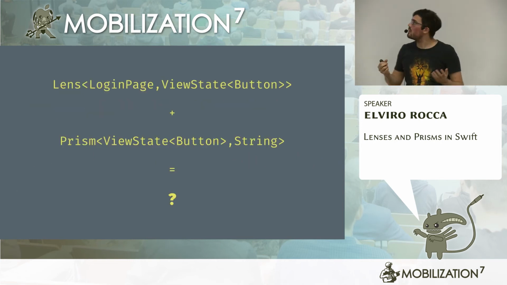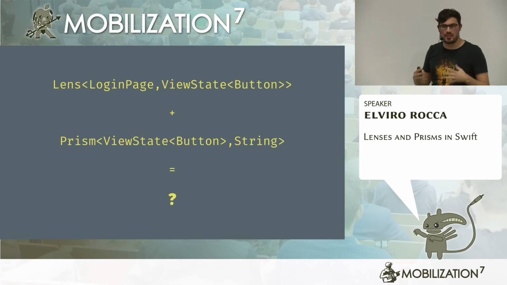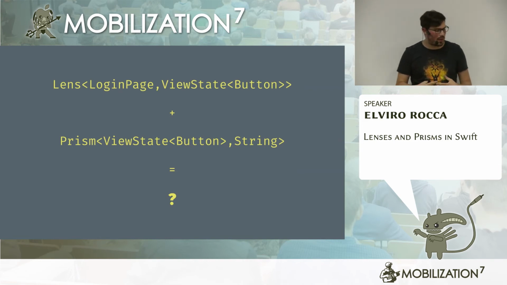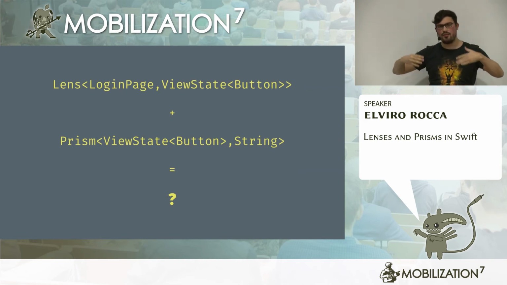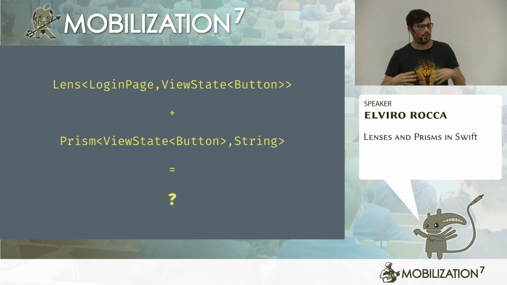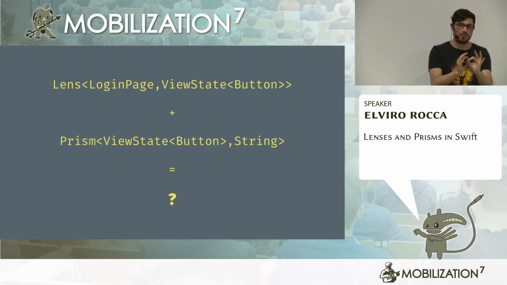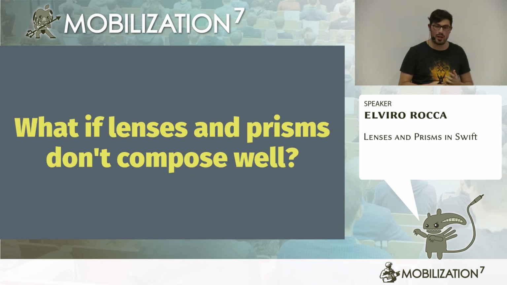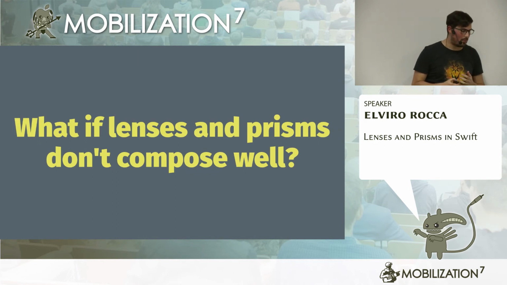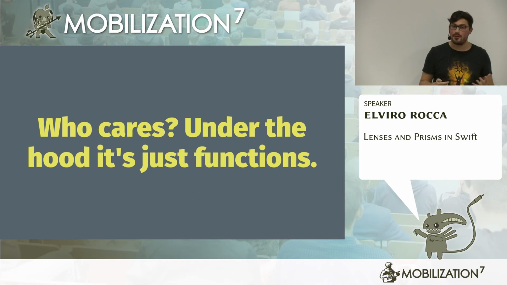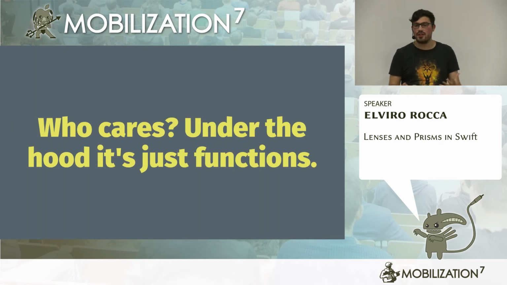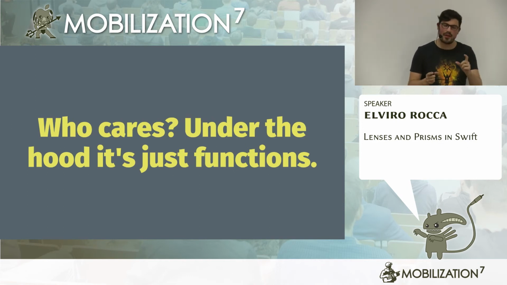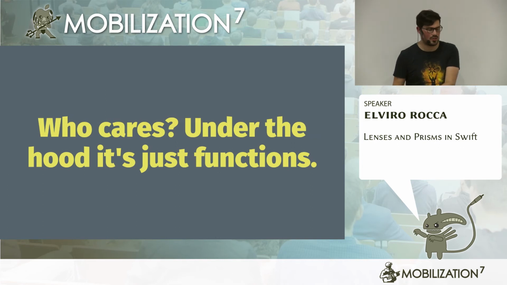Can we compose those things? Because composing is the point here. We would like to build progressive abstractions that are bigger and bigger, larger and larger, from very small things. Well, unfortunately, there is no way to do this. Lenses and prisms don't really compose well, but don't panic because we don't care. Under the hood it's just functions. Lenses and prisms are pairs of functions. I can just grab the functions and I can compose them if I want.